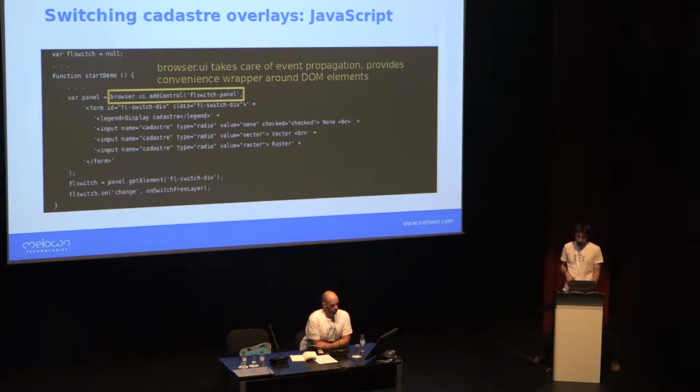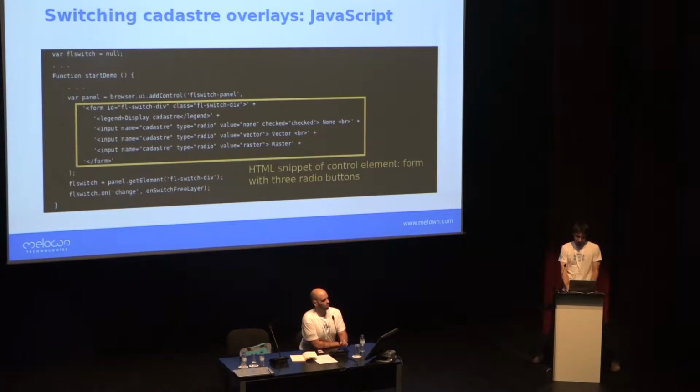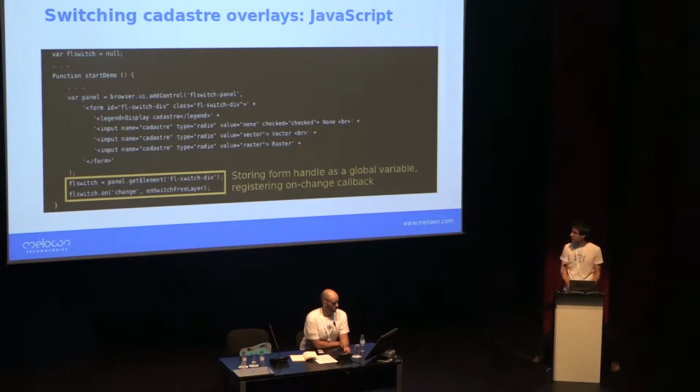So it's good just to use it and to try it on your own. We add an HTML snippet of a control element with three radio buttons, like we don't want to display any cadastral data, vector, or raster cadastre. We store the handles and we register an onChange callback for the whole form.